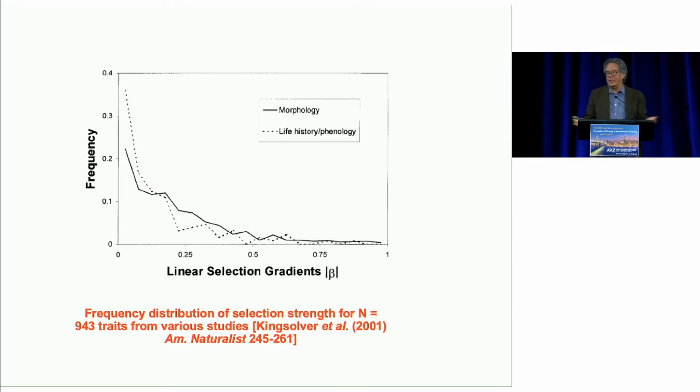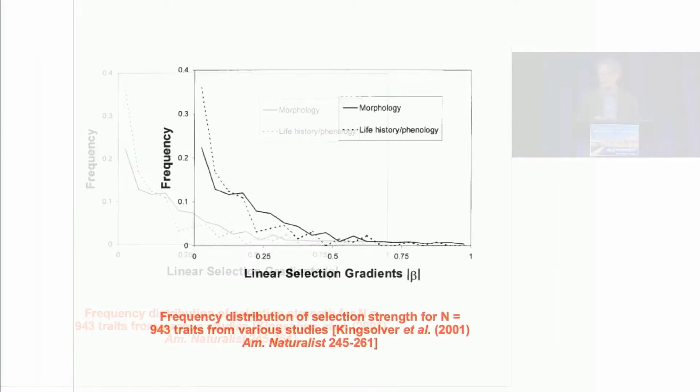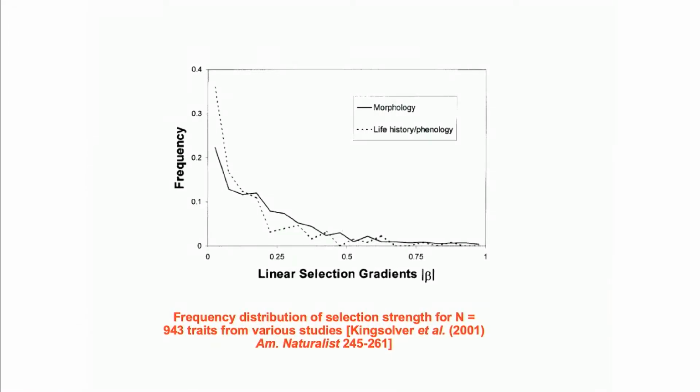And what they come up with is this. They come up with essentially that selection is relatively weak. The distribution of selection coefficients is exponential with a long tail. And in general, most selection gradients are less than 0.25. And this has held up. It doesn't matter whether your trait is morphology or life history, or animals or plants, the distribution looks the same across a wide number of species.